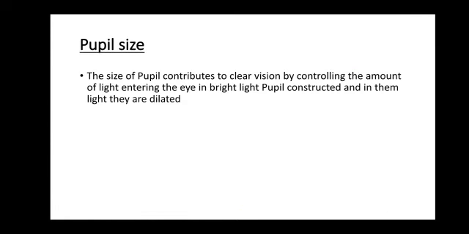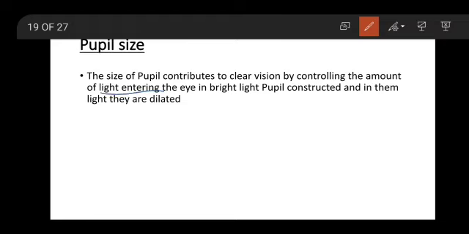Okay. Next is pupil size. Pupil size means the size of the pupil contributes to clear vision by controlling the amount of light. Why is it important? Because it controls the intensity of light. In bright light, the pupil constricts, and in dim light, the pupil dilates. So this is very important. Why is it important? Because if you go from dim light to very bright light, what happens?